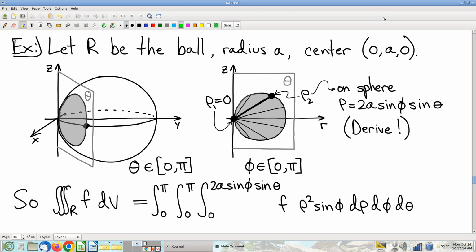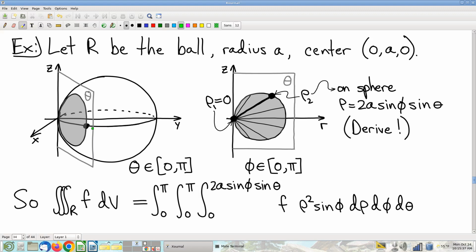Here we have another ball offset. So this time, instead of having the center up here on the z-axis like we talked about previously, this time the center is over here on the y-axis. So a little bit different, and it does change the details of how the integral works out somewhat.